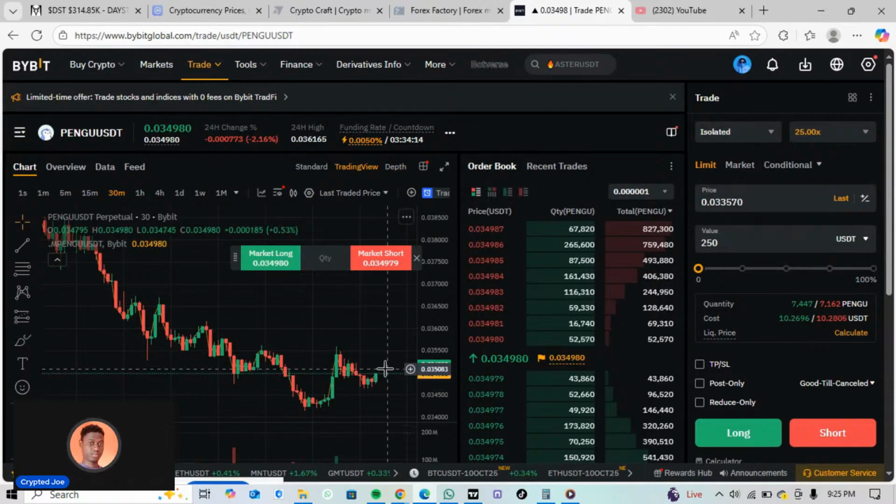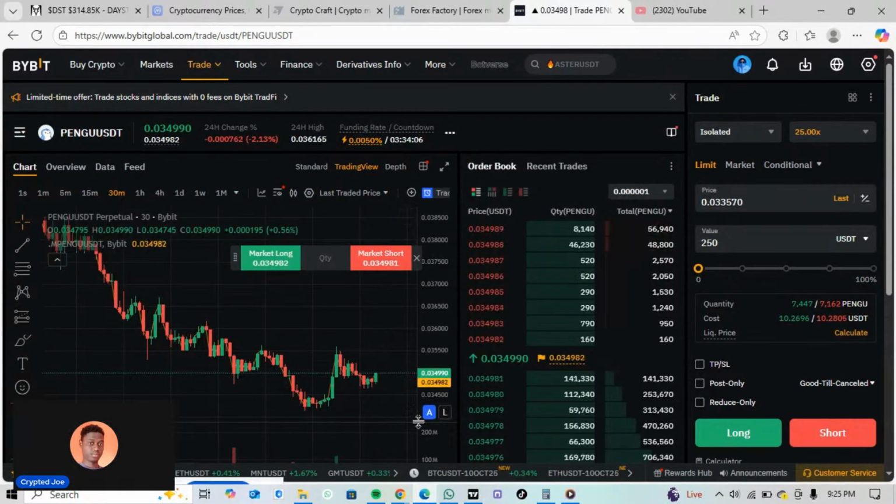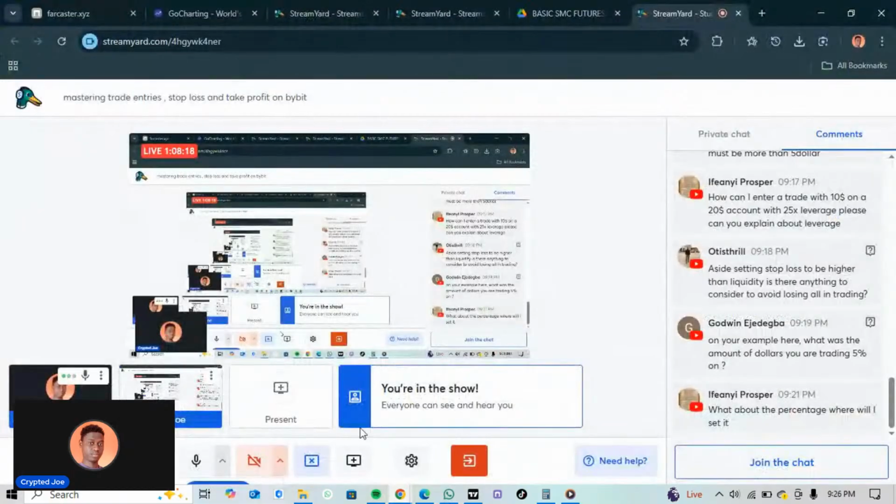Then you set your entry, your stop loss, your take profit, and then you're set and everything. Yeah, then you're good to go with that. No any other thing apart from that.